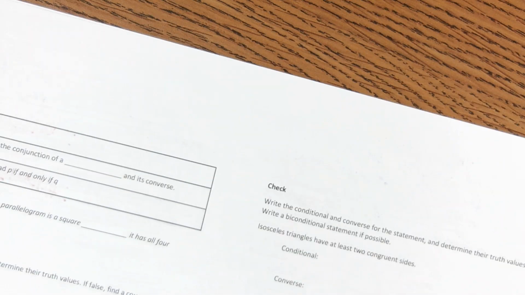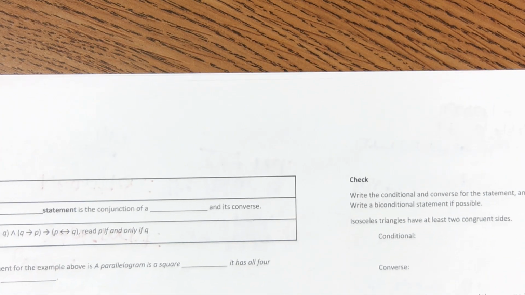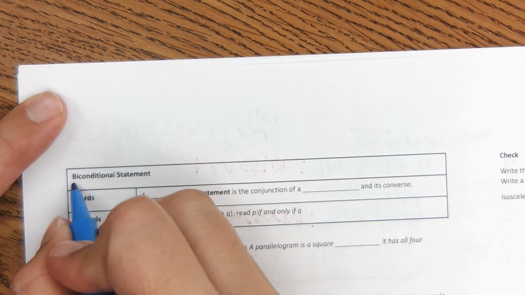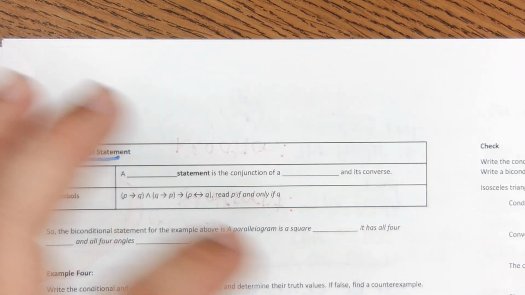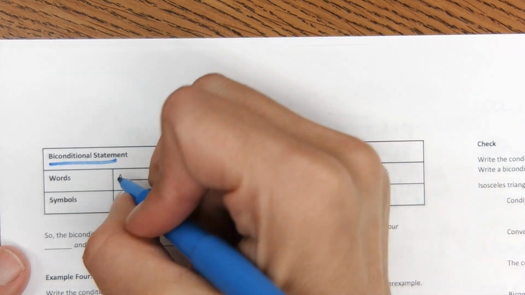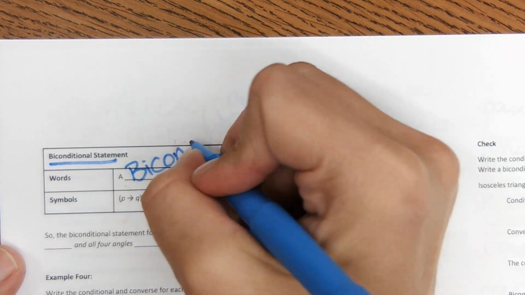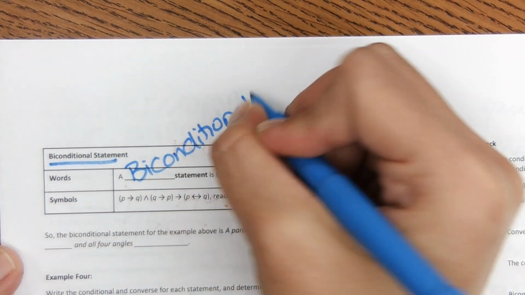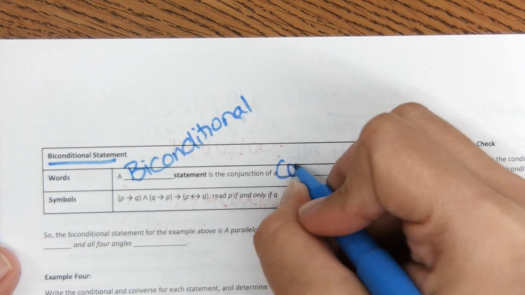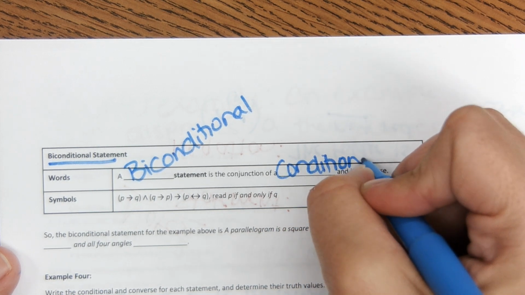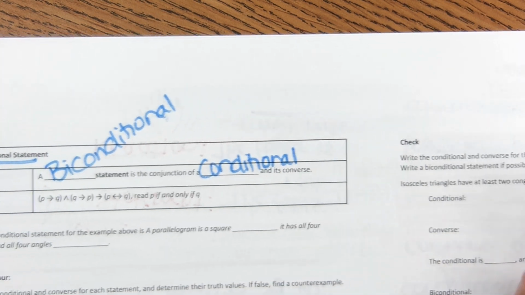Okay, the next concept is called biconditional statement. And we're not doing this whole page. We're only doing one example here, just so you know. A biconditional statement is a conjunction of a conditional and its converse.